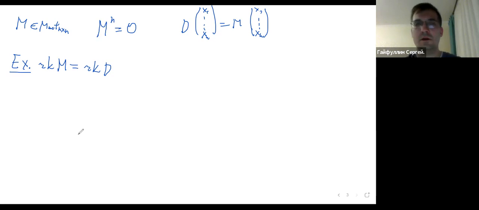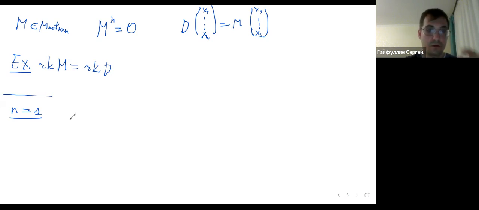Now the question is what rank can a locally nilpotent derivation have. First of all, let us consider the case, maybe let us start with the case n equals 1, but this case is rather trivial. So if n equals 1, then what is the form of each locally nilpotent derivation?